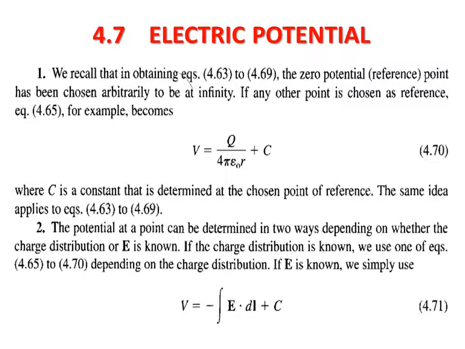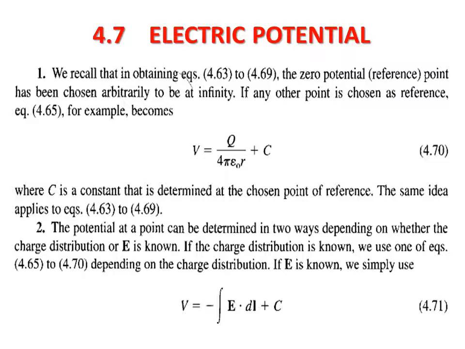We recall that in obtaining equations 4.63 to 4.69, the zero potential point has been chosen arbitrarily to be at infinity. If any other point is chosen as reference, equation 4.65 for example becomes this. That means if we choose any other reference point, we can add a plus C, where C is a constant that is determined at the chosen point of reference. The same idea applies to equations 4.63 to 4.69.